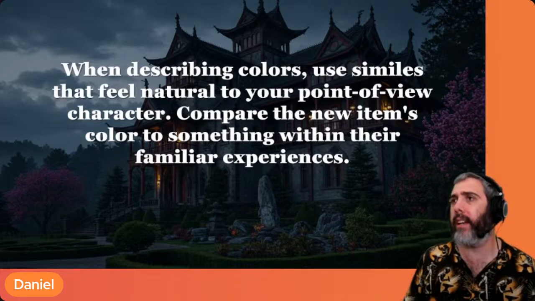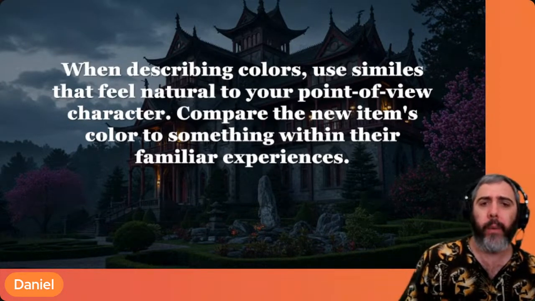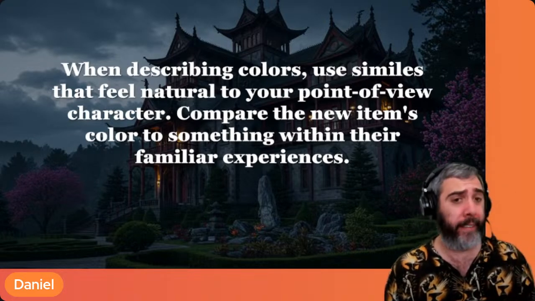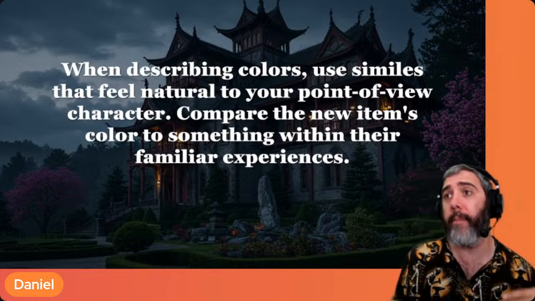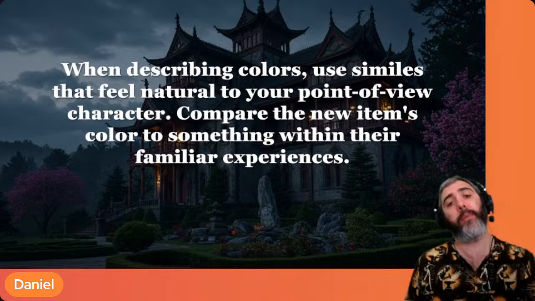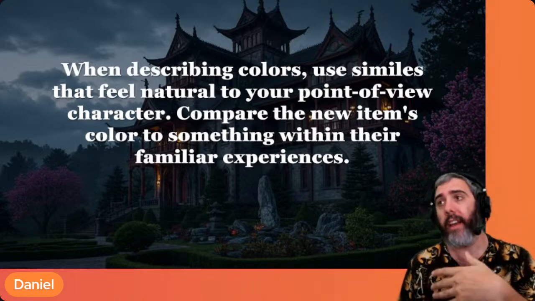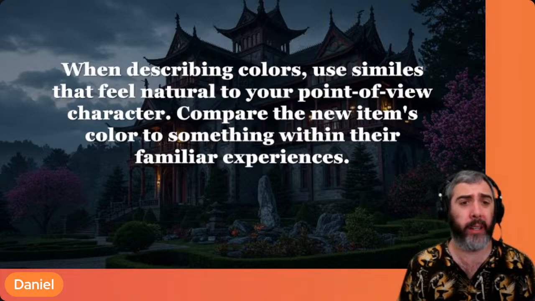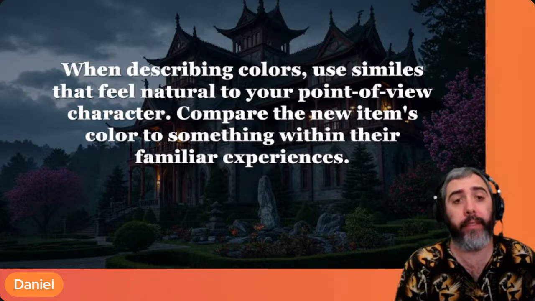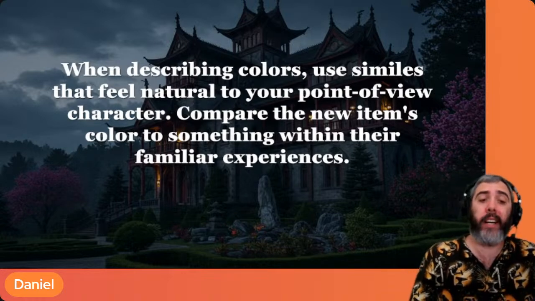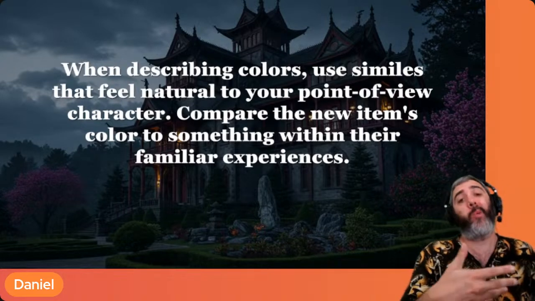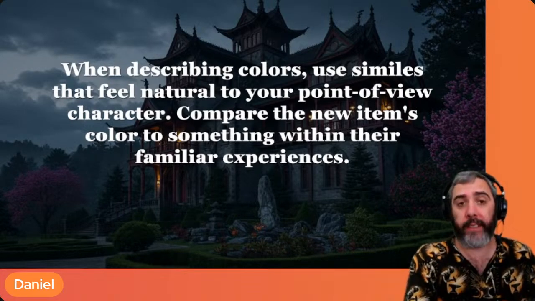Now, when describing things like colors or description, one thing that can be helpful is using similes. And particularly, this goes into what we were talking about last time, which, if you haven't seen it, was deep point of view, so we covered last time, it feels natural to your point of view character. In other words, if this is something where the character's never been there before, if they compare the item's color to something within their familiar experiences, what this does is it tells us a couple of things. It tells us what the color of the location looked like, what the color of that item looked like, and things like that. But it also tells us what that character knows. And so it does multiple things at the same time.